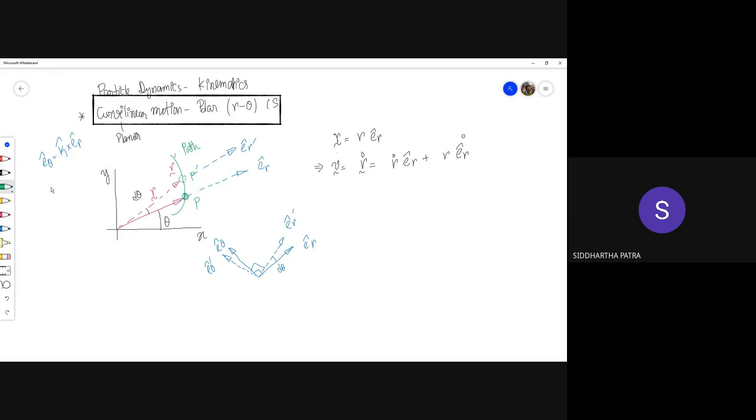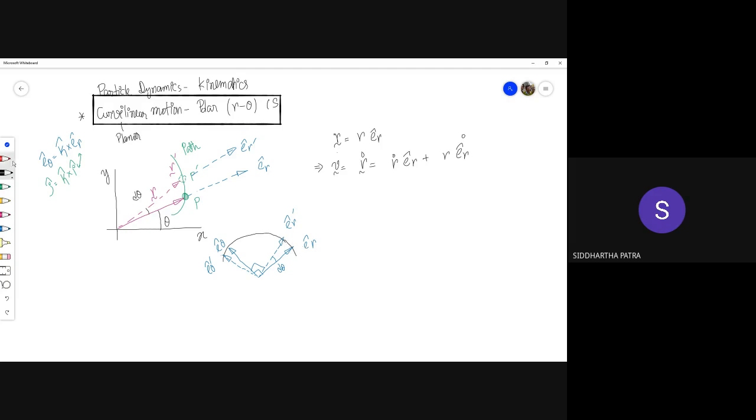J is K cross I. It's as simple as that. So er is equivalent to I. Now what I can do is take all these four unit vectors and construct the circular arc.